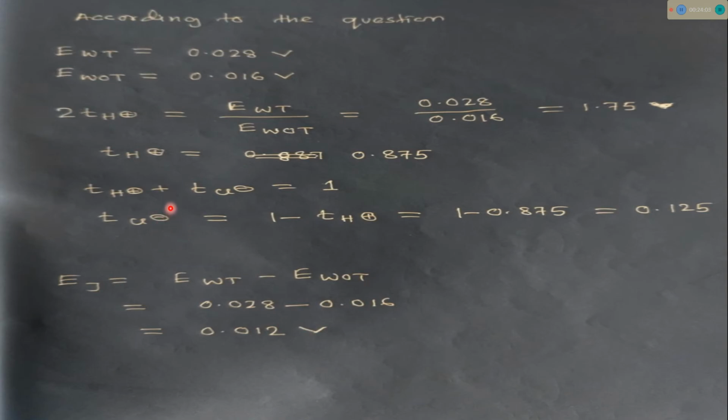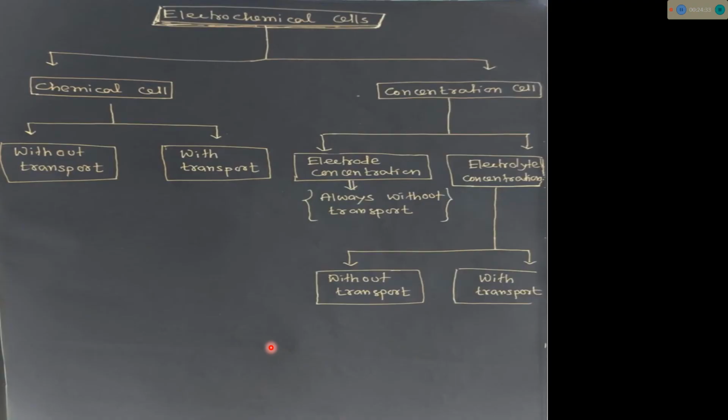If they ask about T H plus, then the answer will be 0.875, and we all know that the transport number of H plus is very high compared to Na plus, and the transport number of OH minus is very high compared to Cl minus, Br minus, and F minus. So the transport number of Cl minus is 0.125 and T H plus is 0.875, and the liquid junction potential is 0.012 volt. Now see the options.